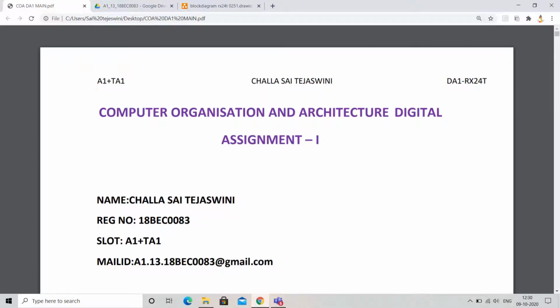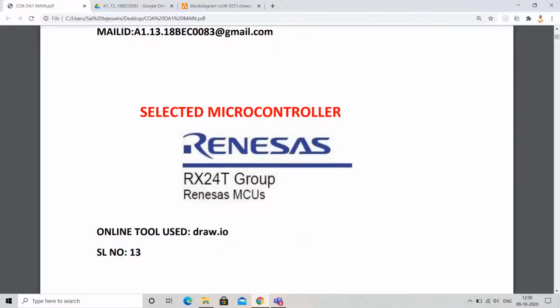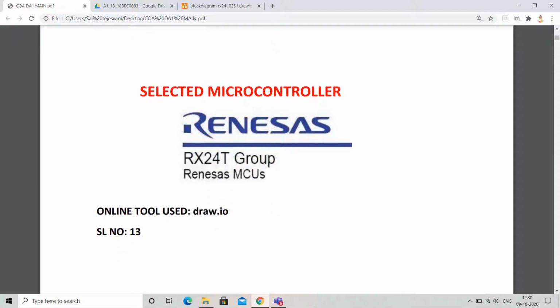This is Sai Tejaswani of registration number 18BC83 from slot A1 of serial number 13. I am here to present my digital assignment 1 of Computer Organization and Architecture. I have chosen the RX2040 microcontroller from Renesas.